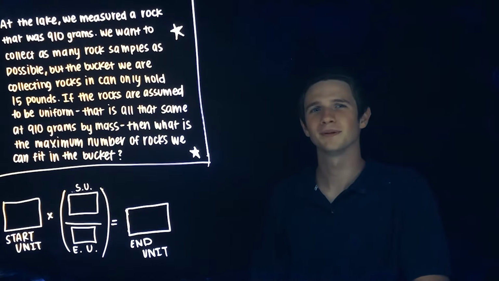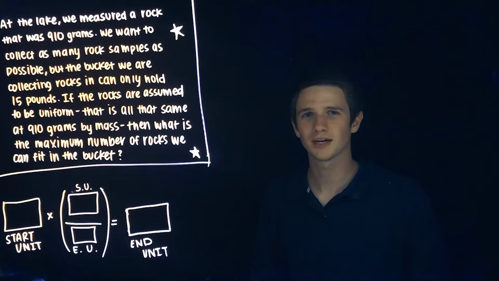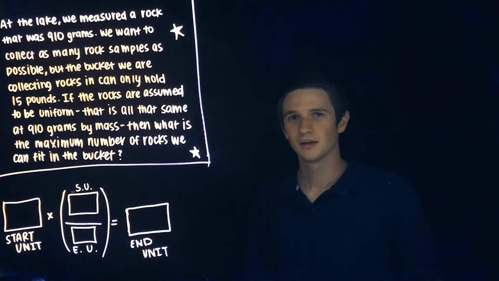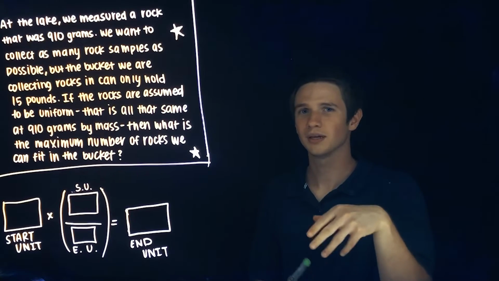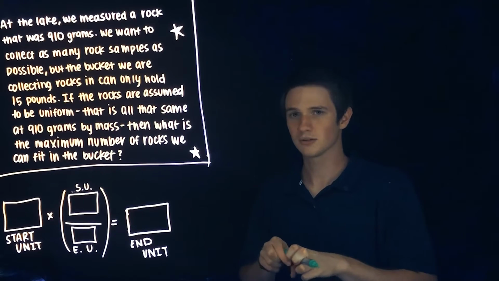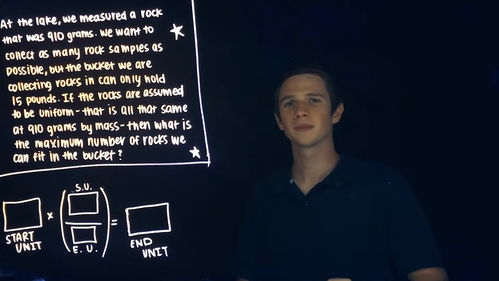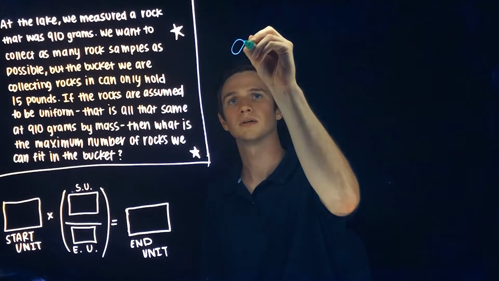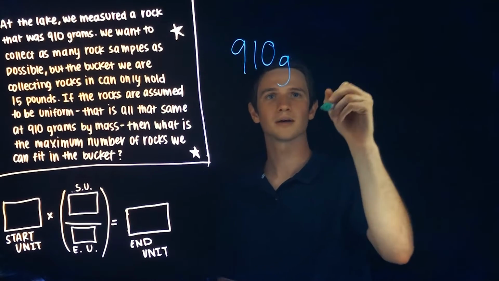Let's try another problem. Let's say we go to the lake and pick up a rock that's about 910 grams in mass. Now we have a 15-pound bucket. In order to fill that bucket, how many rocks can we put in that bucket? Now we're assuming that each of those rocks is 910 grams. We'll just assume all of the rocks are like that. So let's set up a conversion.